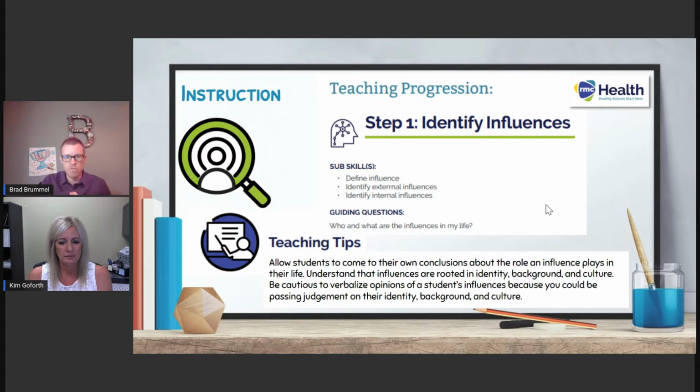And so just a short video opportunity where they're first learning the skill with a video example, and then we're going to kind of move into some activities where they're going to do that self-reflection.